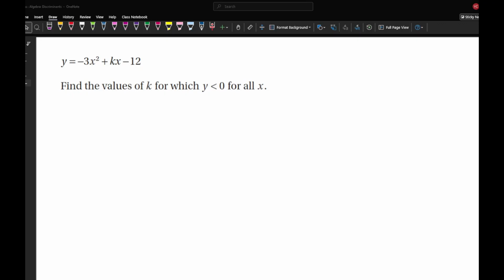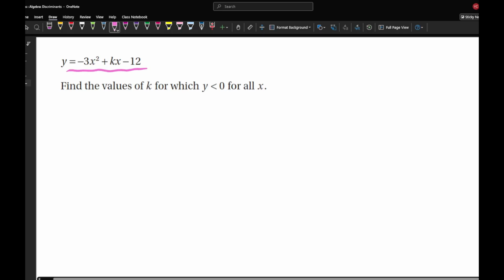So moving on to this example here, it says y equals minus 3x squared plus xk minus 12. Find the values of k for which y is less than 0 for all of x. Now this particular question is worded slightly differently, but it's virtually the same question. So here we have our quadratic equation. In here we have what we want it to equal. Now both those things are equal to y. So this is another type of way of writing this.